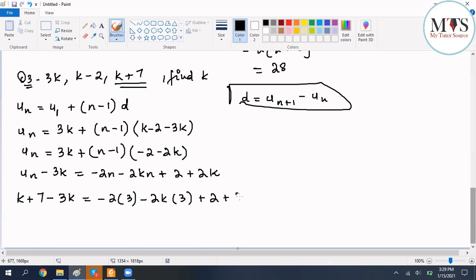Do you get this? Yeah. So you can pick any term from the sequence, the second one, third one, even the first one. So then k plus 7 minus 3k would be 5k. Wait, no, we simplify everything first.